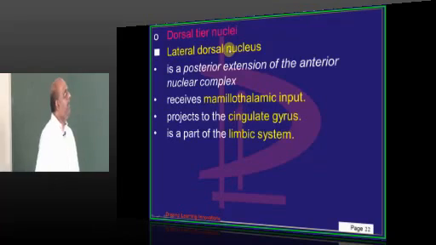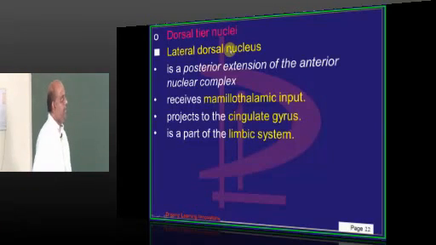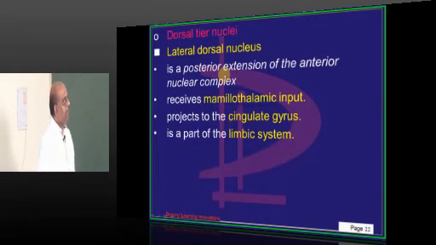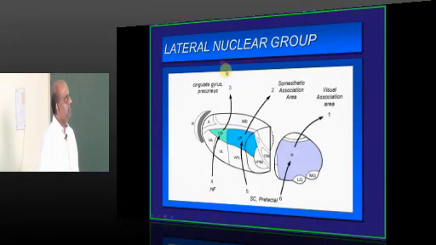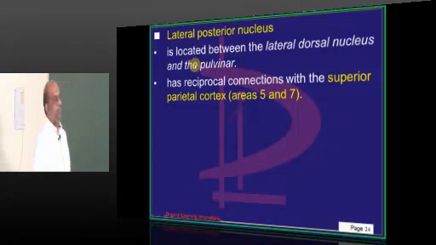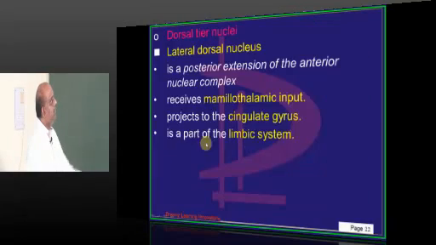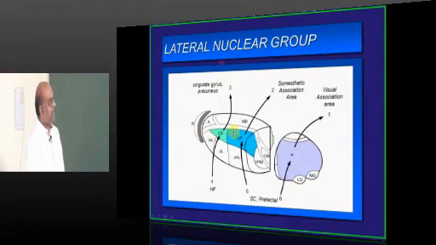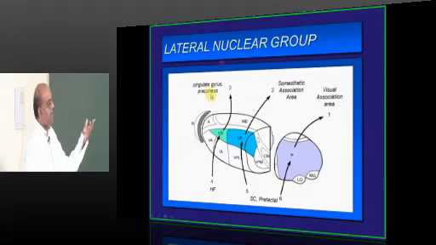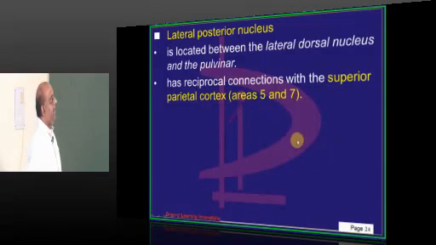Then we have a very important group, called the lateral nuclear group. In this we have the lateral posterior nucleus. So what is the importance of the lateral group, doctor? What is the lateral group mainly connected to? Once more, it is connected to the visual association area, the cingulate gyrus, the somesthetic association area, etc.